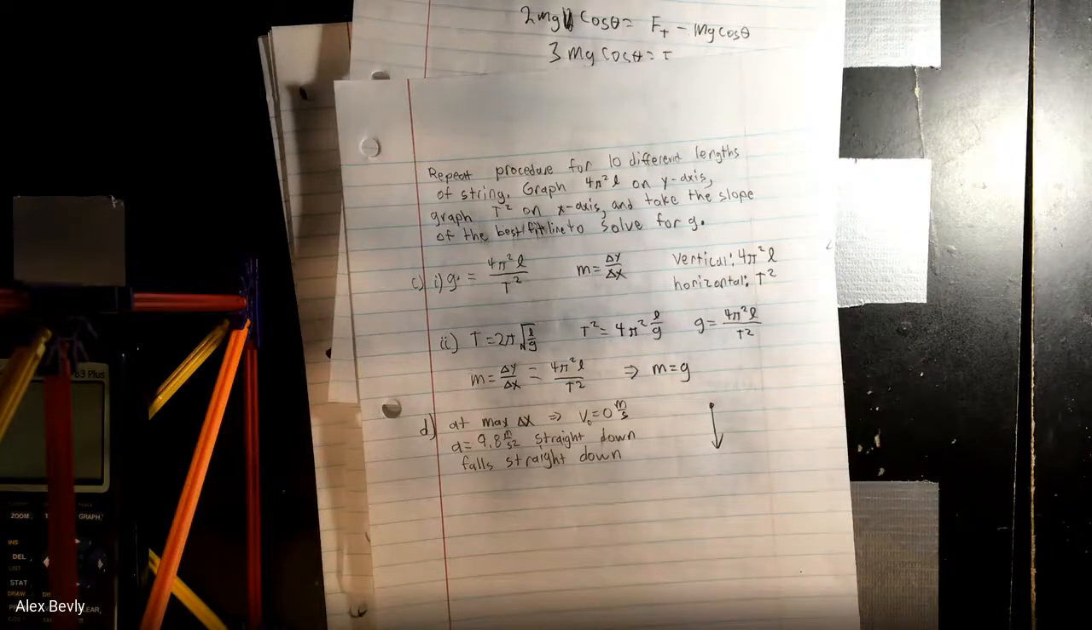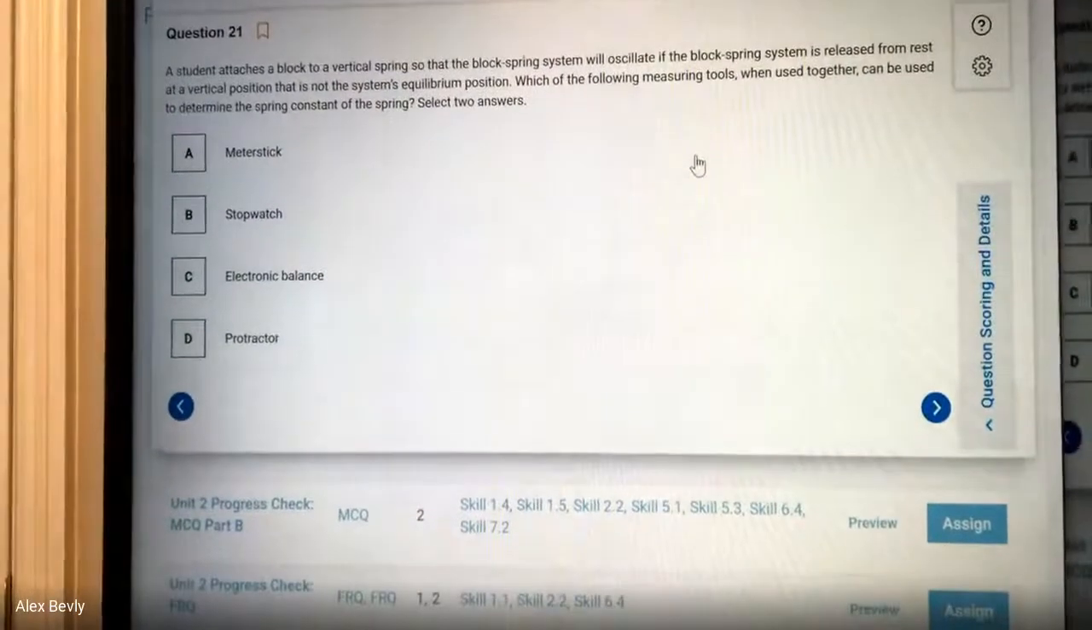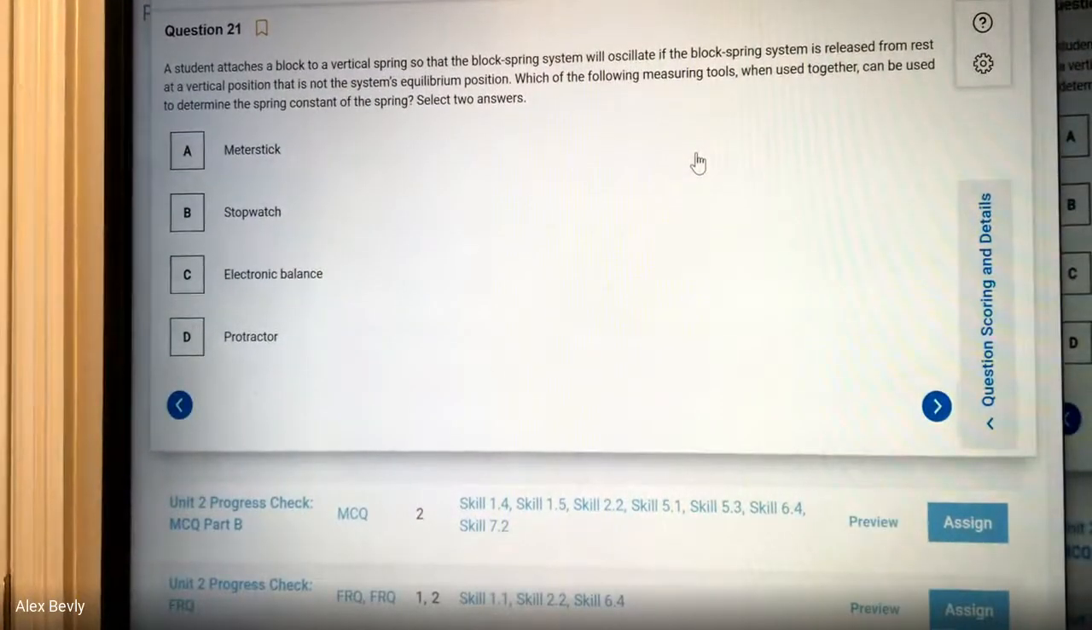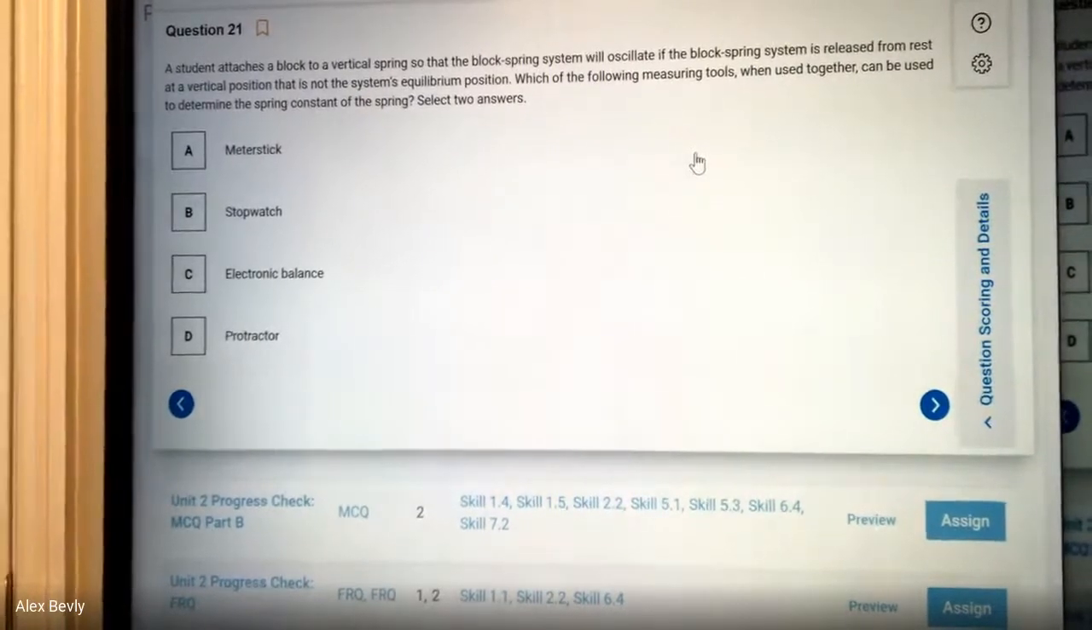Try 21. I like 21. 21 makes you think in a little bit more interesting of a way.